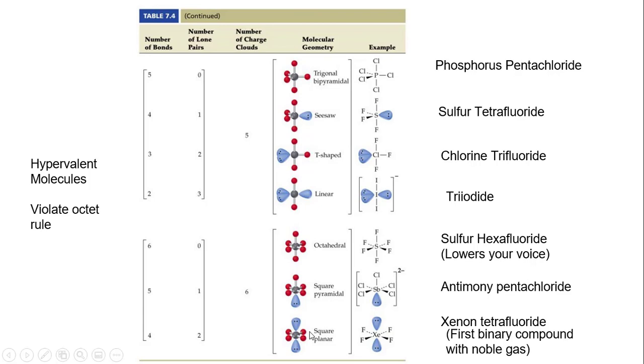Xenon tetrafluoride. Those are the molecular geometries that you are likely to see. This is a good list to memorize because they could show up. It's not a full explanation, but it's a quick and dirty explanation of the types of geometries you might see with VSEPR theory.